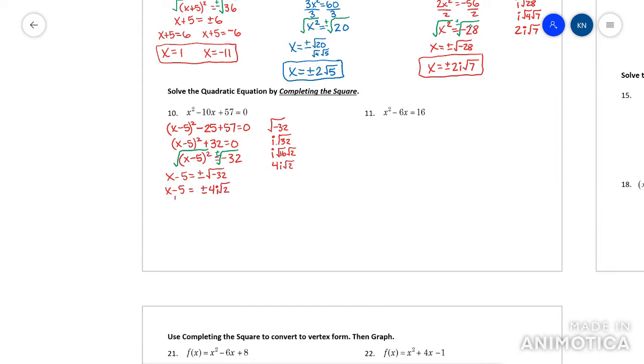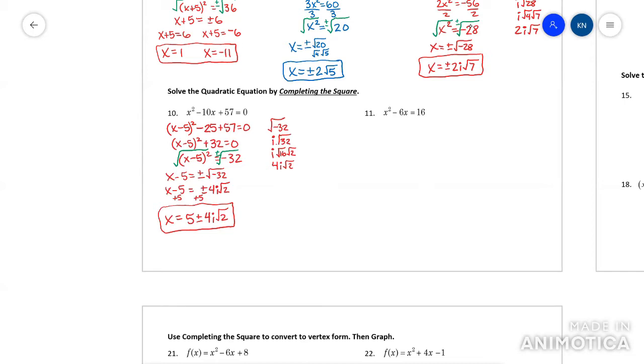And then I'm just going to add 5 to both sides. So your answer, don't combine these. Don't combine 5 and 4I root 2 and call it 9I root 2. That's wrong. You just leave the 5 out in front, then you have your plus minus 4I root 2. If you wanted to write that twice, you could.